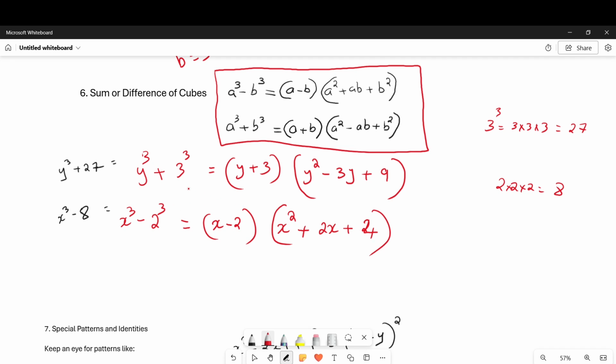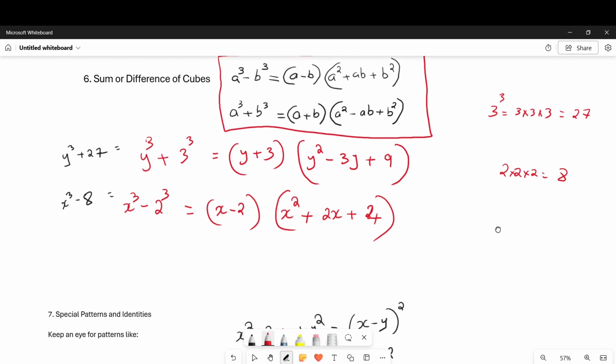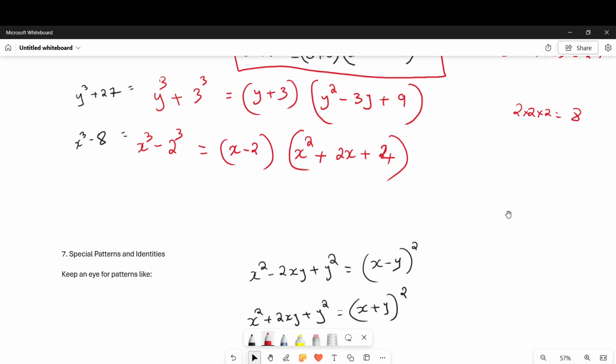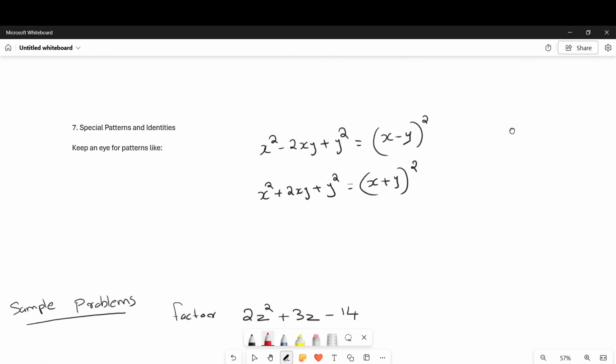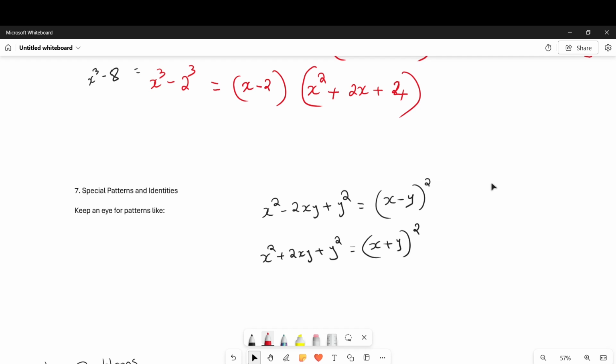So we apply the sum or difference of cubes equation to find the factors of these two expressions. Okay, I think everybody understood this, because it is just something to memorize. When we see that kind of expression, suddenly jump to the answer. If any doubt, when we solve some example problems, you will get to know more about this. Then, before going for the practice problems, there are some special patterns to identify.